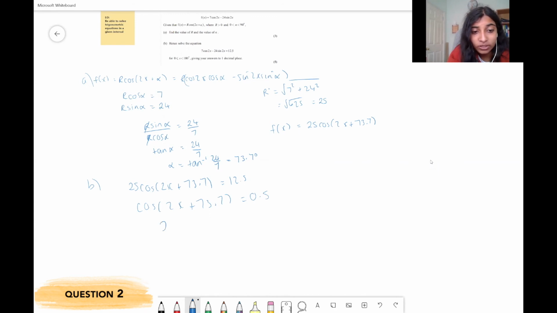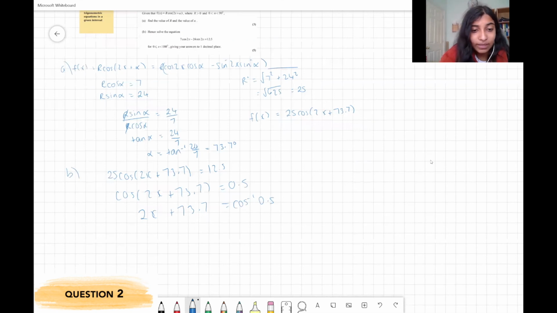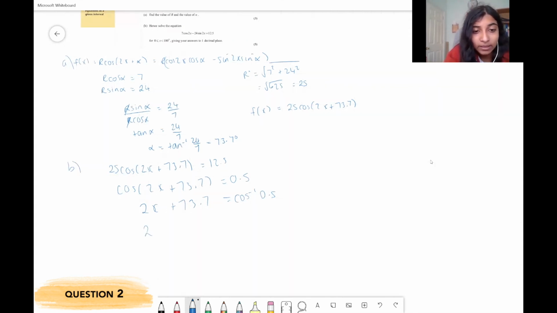If we divide both sides by 25, we get cos(2x + 73.7) is equal to 0.5. And so 2x plus 73.7 would just be equal to the inverse of cos of 0.5, that would just be 2x plus 73.7 is equal to 60 degrees.